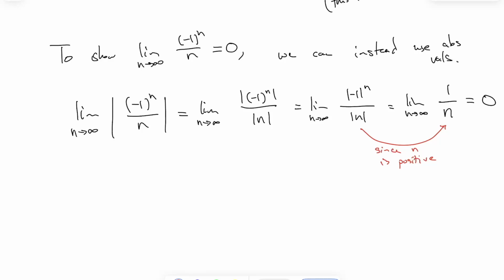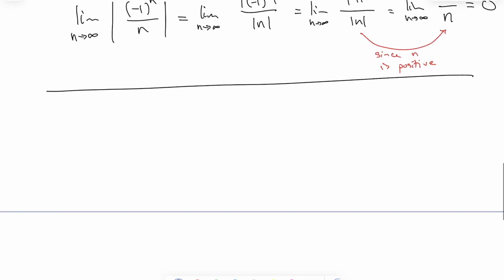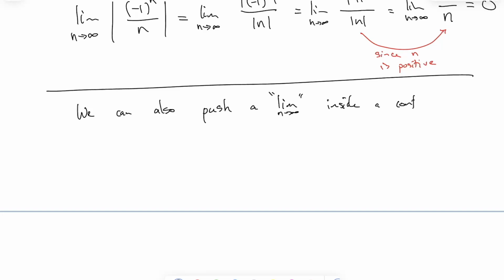Okay, one last trick. I'm trying to give various tricks for finding limits of things. One last trick, and I talked about lots of rules for limits at the end last time. This is one that I didn't put in that list, although it could go in that list. We can also push a lim, like this lim operation, lim as n goes to infinity, inside a continuous function.